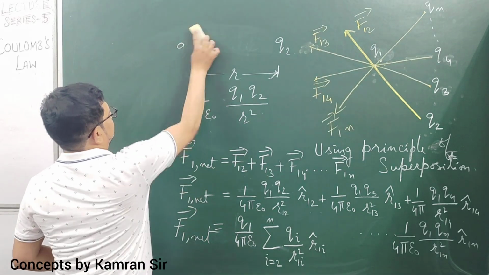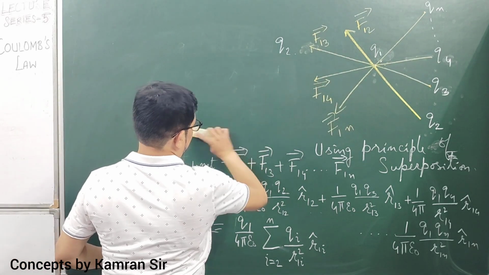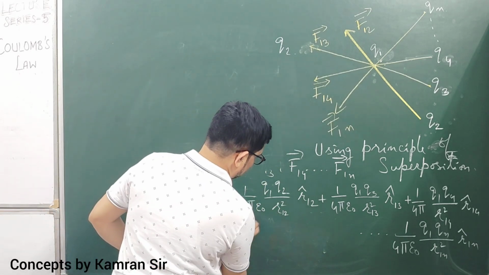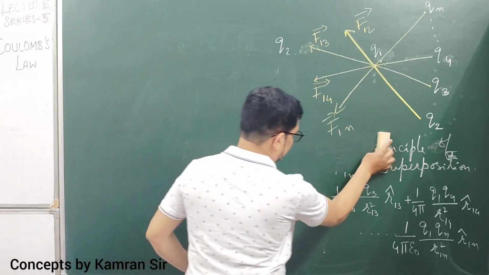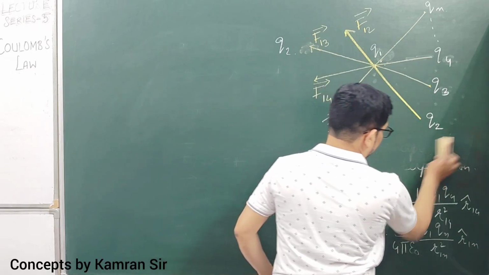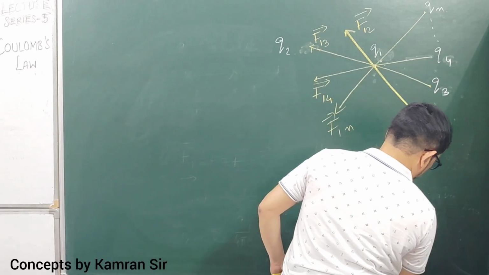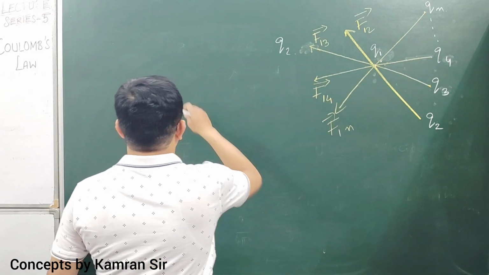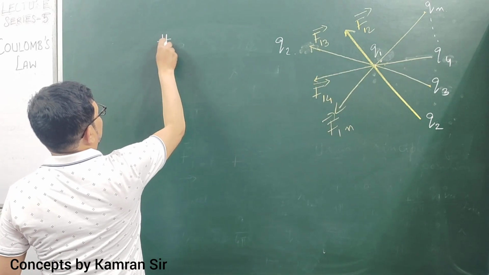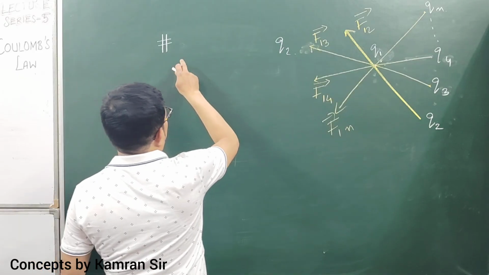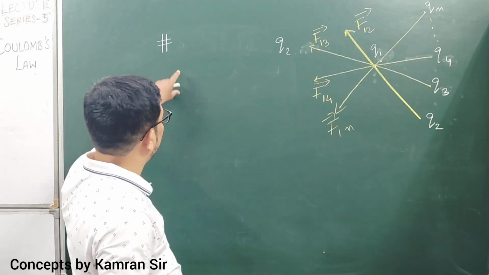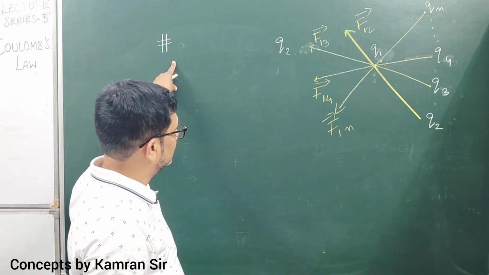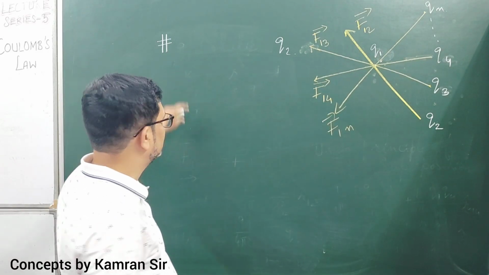Let us move forward. Let us now try to understand and summarize everything that we have understood until this point. First, the principle of superposition holds in this situation, and we are talking of electrostatic forces. The first fact we learned is that like charges repel and unlike charges attract, and the superposition principle holds.